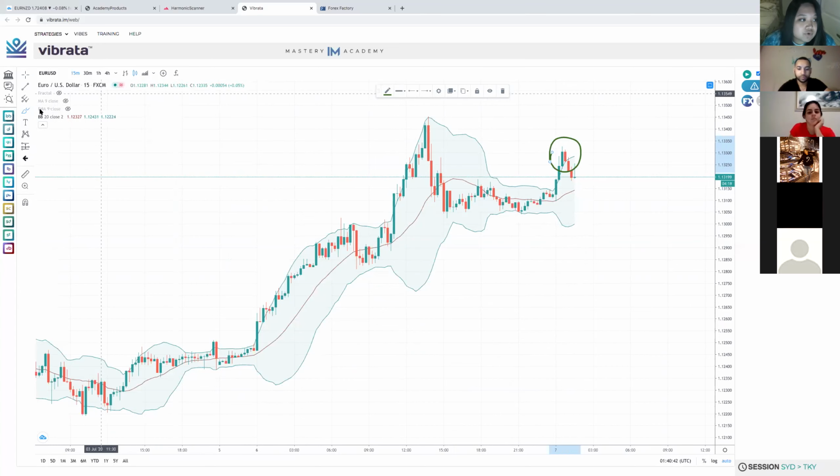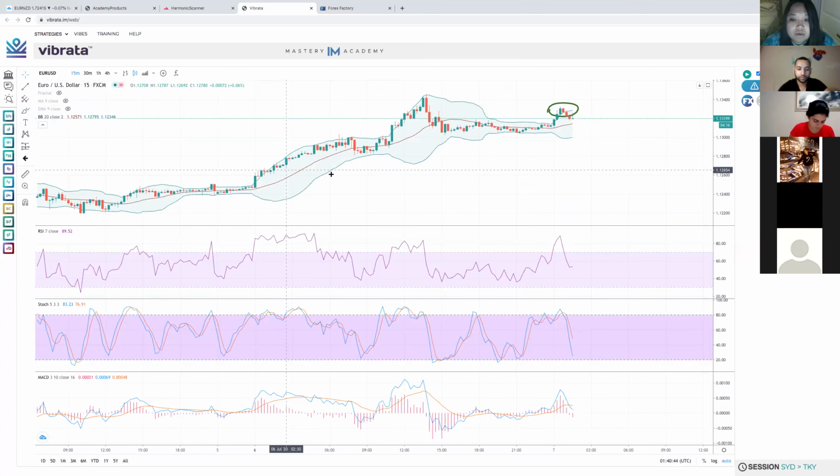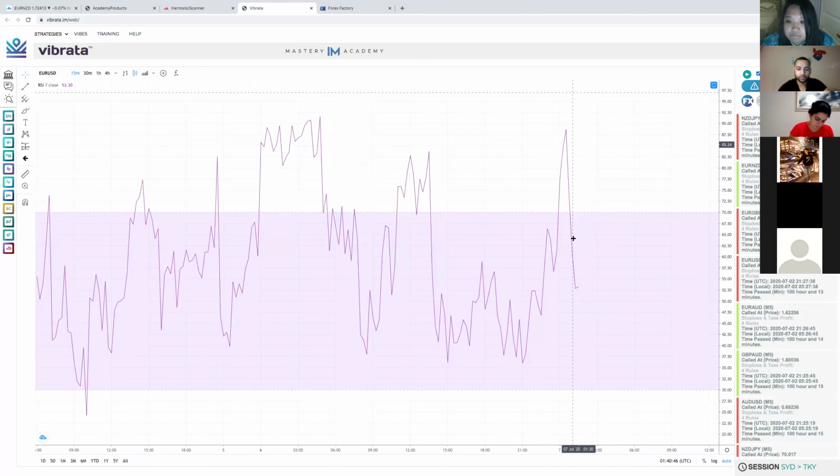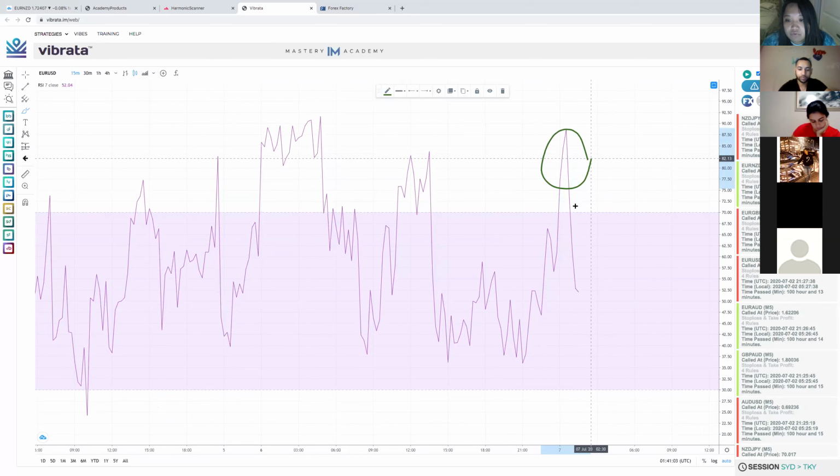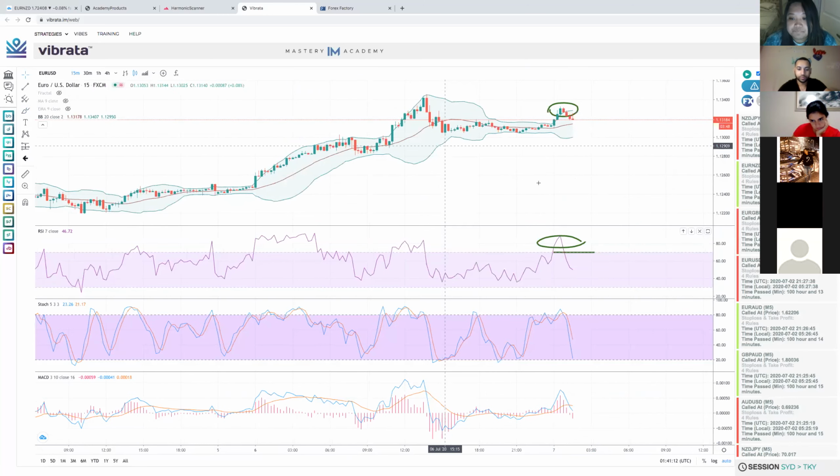And the second rule will be the RSI. Y'all can see the purple zone right here, right? This right here is the 70 level and the 30 level. And just because we had the first confirmation, which was the upside of the Bollinger Band, we want to see a spike out of the zone from the 70 line, right? So if it's out of the purple area, the second rule is met, right?